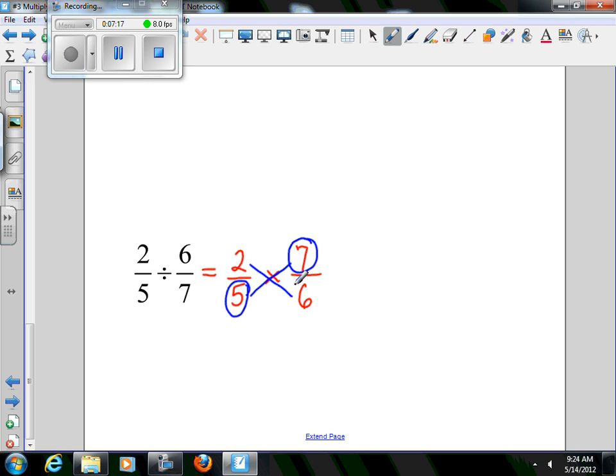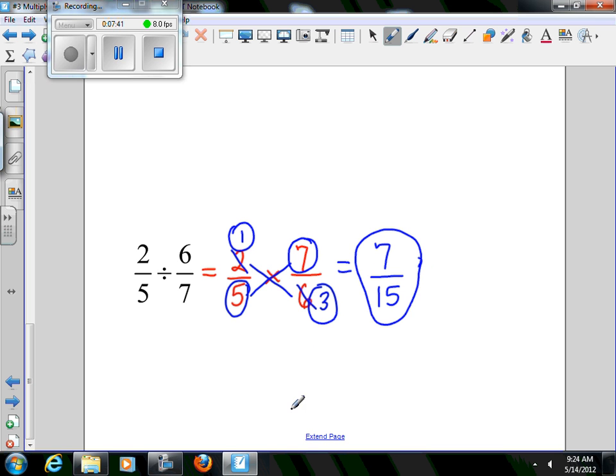Let's look now at 2 and 6. The biggest number that will go into both 2 and 6 is 2. 2 divided by 2 is 1. 6 divided by 2 is 3. So let's circle those answers. Now we'll multiply right across. 1 times 7 is 7. 5 times 3 is 15. That is in reduced form. So we are done with that particular problem.